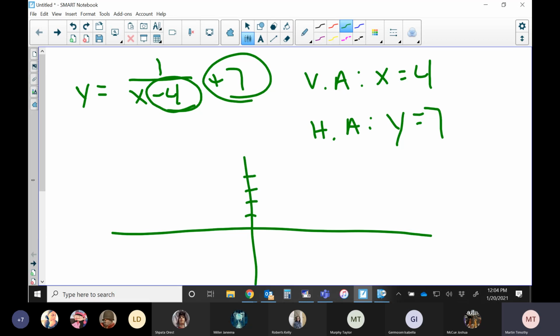1, 2, 3, 4, 5, 6, 7. There would be an asymptote here. 1, 2, 3, 4. There would be an asymptote right here. Sometimes just by knowing the asymptotes, you can identify which graph of a multiple choice answer is the correct one.